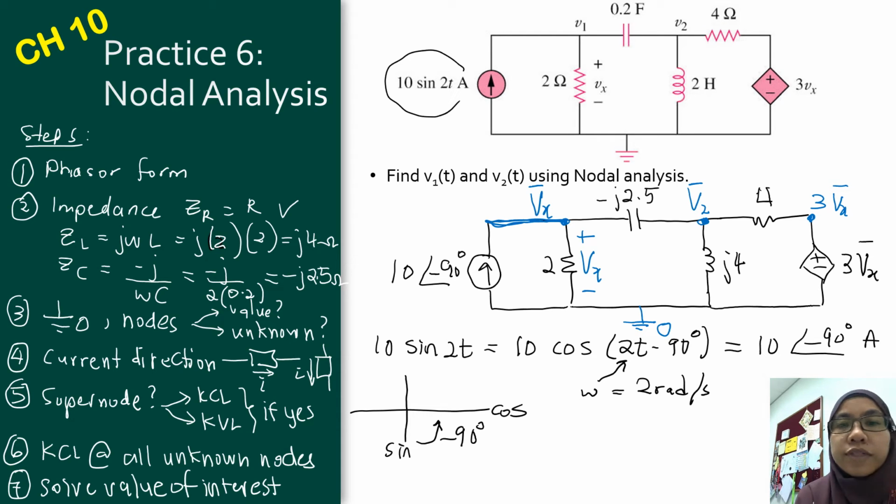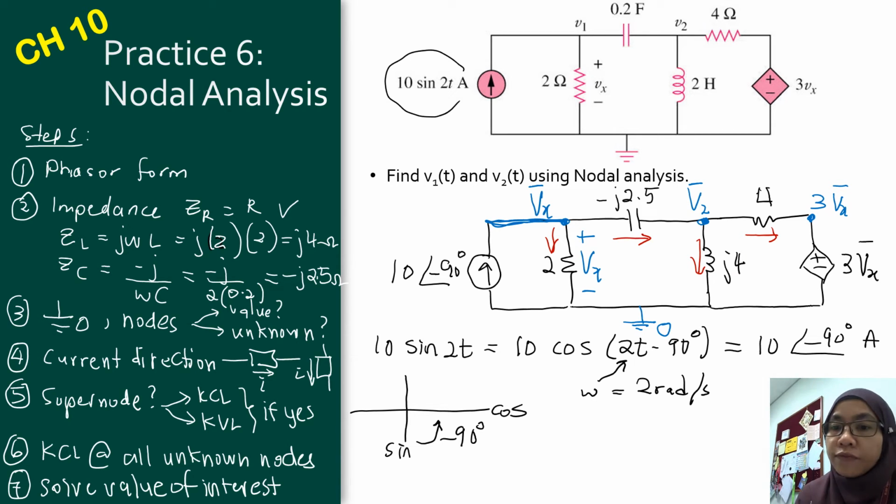Step number 4 is to draw the current direction. This is up to you, but you need to observe the passive sign convention of each power entering passive elements or leaving it. Step number 5 is to identify the supernode. A supernode is when you have a voltage source, either independent or dependent, as long as this is a voltage source in between two unknown nodes. Then you need to draw the boundary of that.